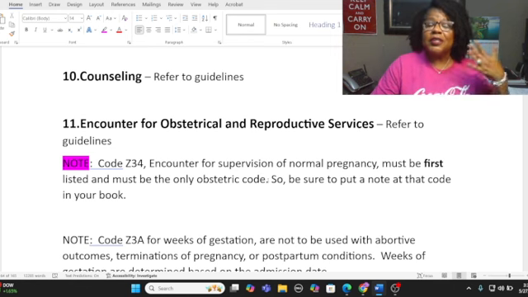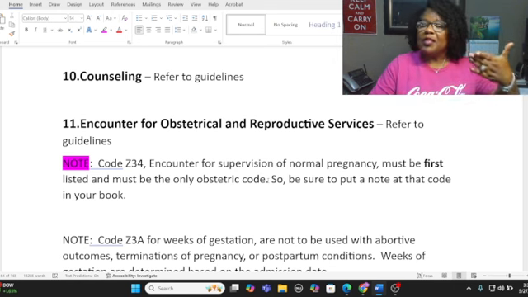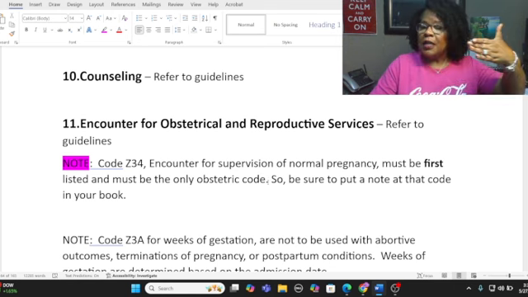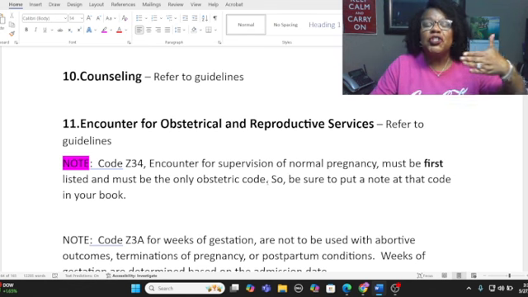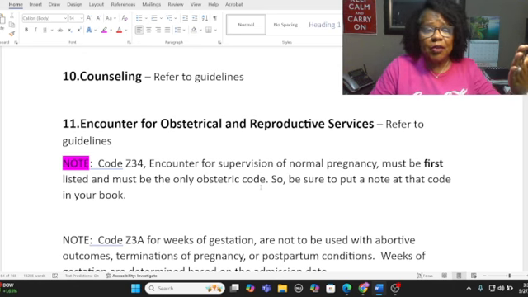Because remember, if there's some other condition going on with the pregnancy, then it's just not a supervision of a normal pregnancy. Something else is going on. But if it's just a monthly visit for their normal checks while pregnant and nothing's wrong, they're just going in to follow up, make sure everything's going good, it's Z34. So be sure to put a note at that code in your book.